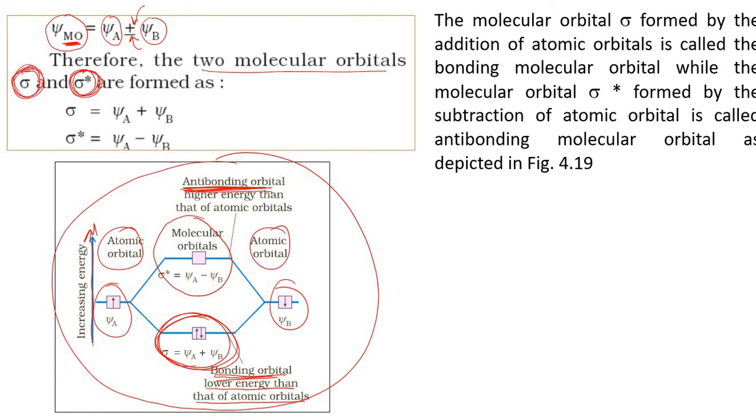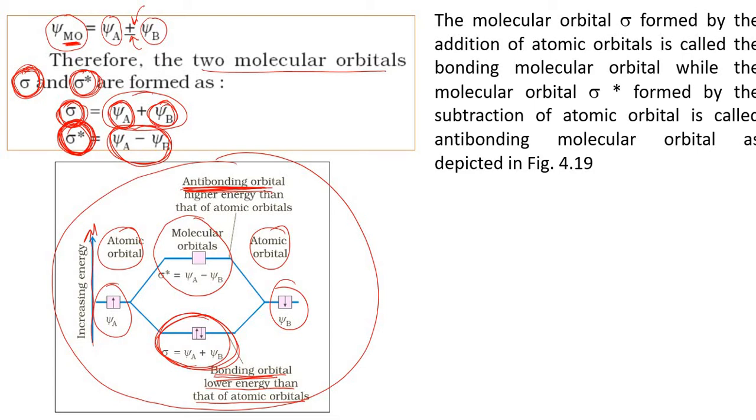If I speak of bonding, then the bonding molecular orbital is formed by addition of two wave functions, psi of A and psi of B. I repeat once again, the sigma bonding molecular orbital is formed by the addition of the two wave functions psi of A and psi of B. And the anti-bonding molecular orbital, sigma star, is nothing but a subtraction of two atomic wave functions. Is it clear now students?